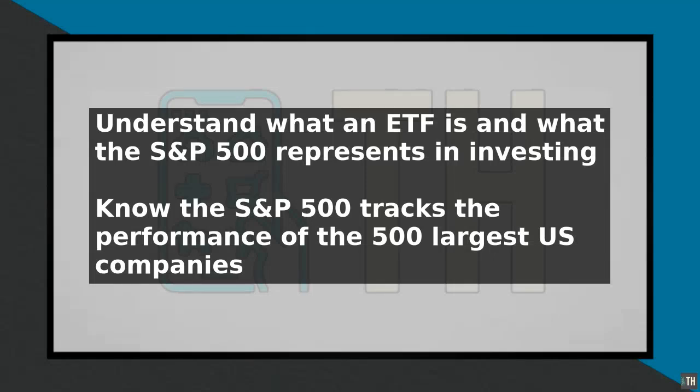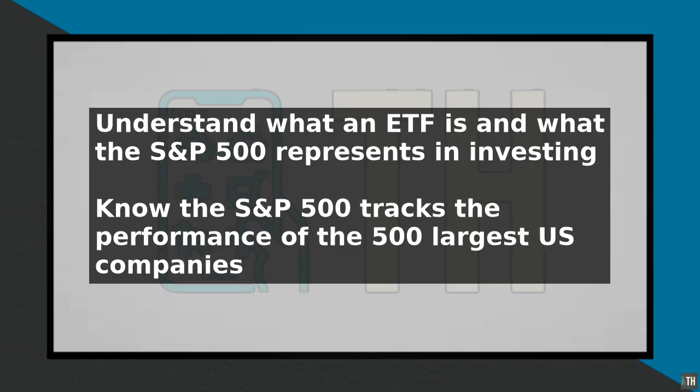To buy an S&P 500 ETF on Robinhood, you first need to understand what an ETF is and what the S&P 500 represents. An ETF, or exchange-traded fund, is a type of investment that allows you to buy a small piece of a large portfolio of stocks or bonds. The S&P 500, on the other hand, is an index that tracks the performance of the 500 largest publicly traded companies in the U.S.